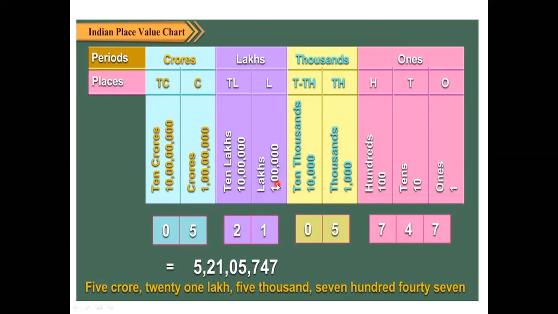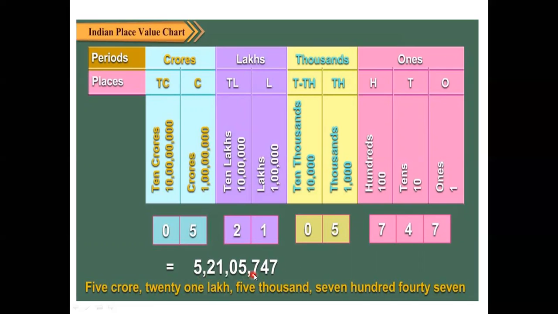And the sixth digit place value is lakhs. Seventh digit place value is 10 lakh. 10 lakh and lakh are in the lakhs period. 8th digit place value is crore. 9th digit place value is 10 crore. 10 crore and crore are in the crores period. So for a 9-digit number in the Hindu-Arabic system, we have 4 periods. The 4 periods are crores, lakhs, thousands and ones.